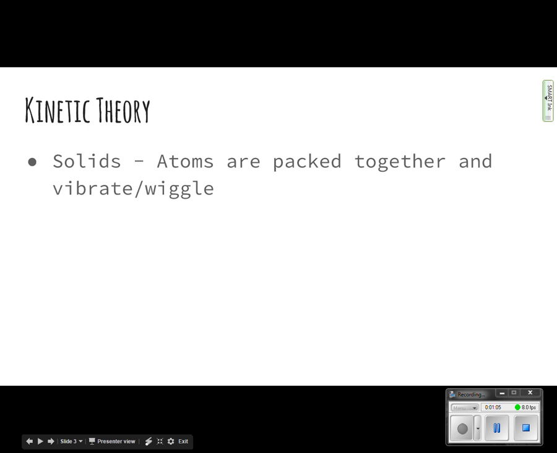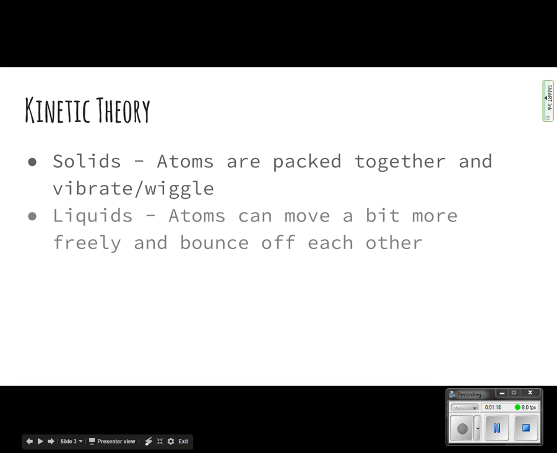So what we're going to do real quick is just write down solids, liquids, and gases and write down how the movement is happening. With solids, atoms are packed together and they vibrate or wiggle around. With liquids, atoms can move around a bit more freely and they can bounce off of each other.